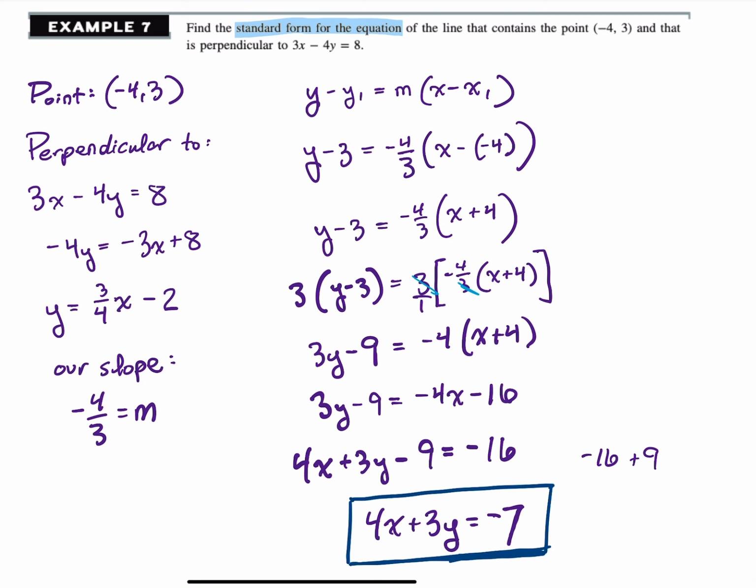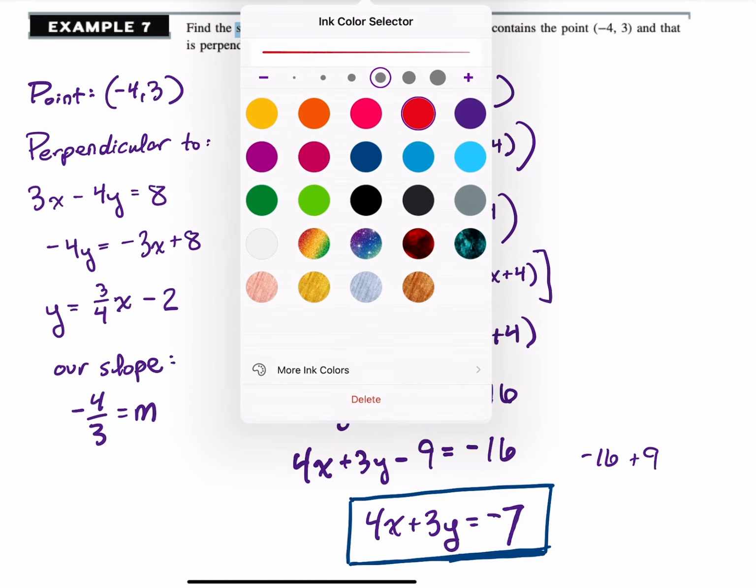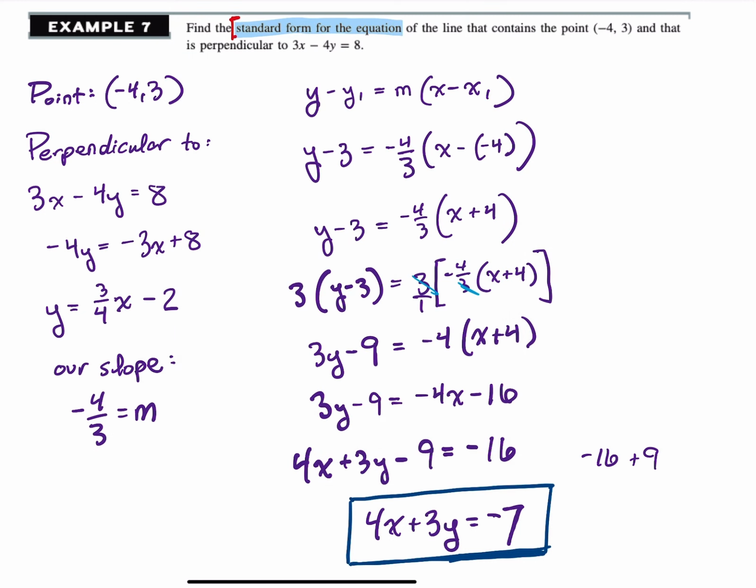So you may be given a line that is less easy to just read the slope off of if it's not already in slope-intercept form. So you might have to do that first in order to determine what your slope should be. And then from there, you can plug into point slope form and then put it in whichever particular form they're looking for. So just make a note of the question. In this case, it said to put it into standard form.